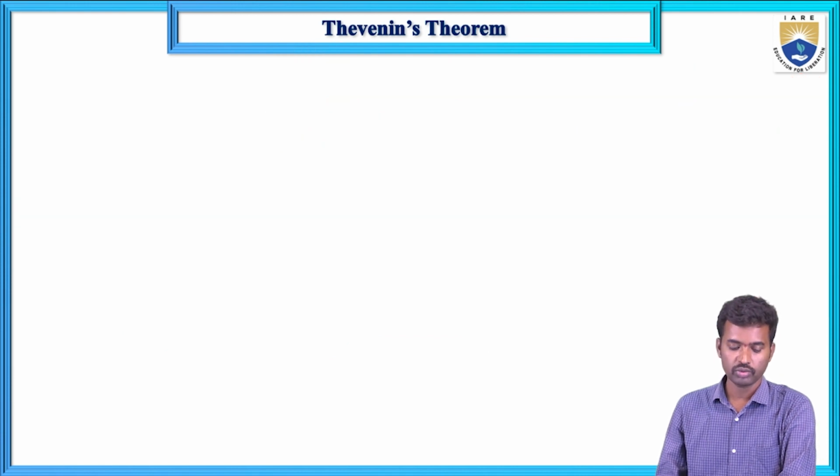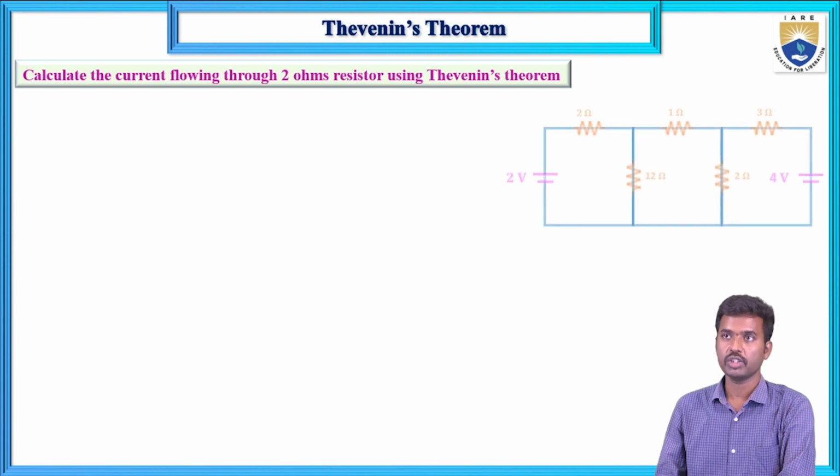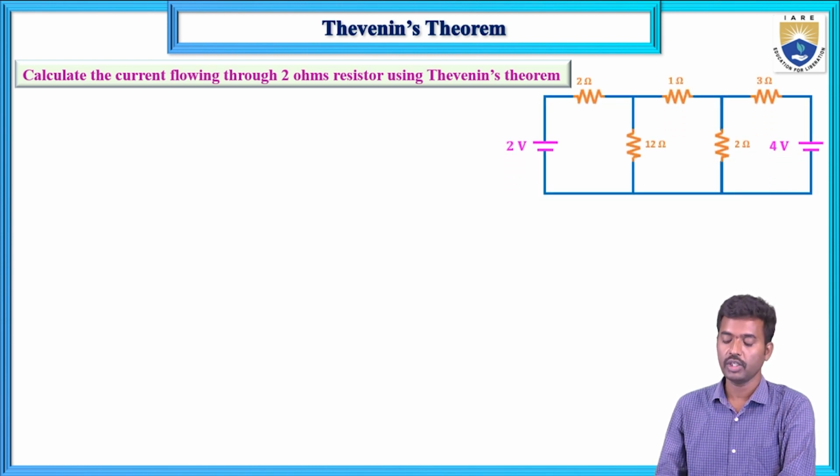Now the next question: calculate the current flowing through the 2 ohm resistor using Thevenin's theorem. This is the circuit, with 3 loops, 3 meshes, with 2 volts, 4 volts, and resistors of 2 ohms, 12 ohms, 1 ohm, 2 ohms and 3 ohms. Here we only need to determine the current flowing through the 2 ohm resistor.